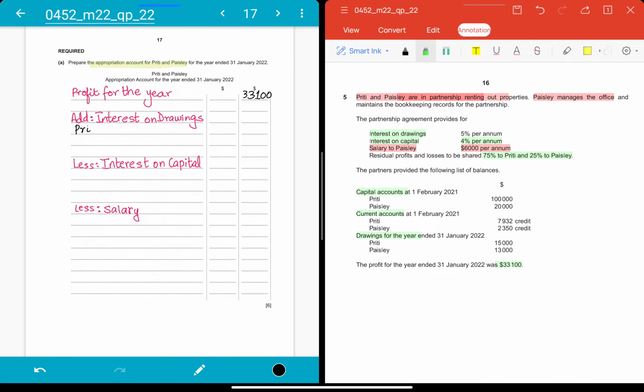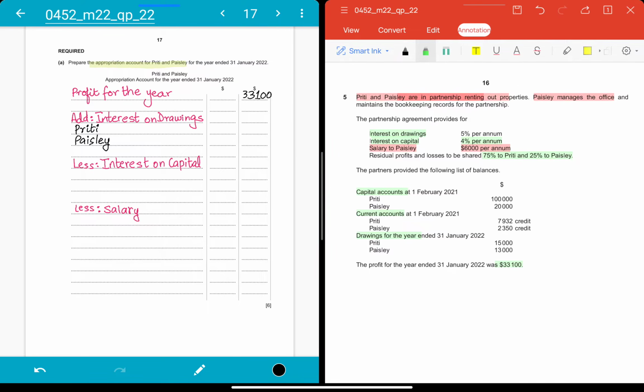So let's try to find out the interest on drawings for Preeti and Pesley. First, let's understand why we charge interest on drawings and why we add it. The partnership basically charges interest on the drawings from the partners, in order to discourage them. Partners will take drawings during the financial year, money withdrawn for their personal use, so it is important to discourage them so that the minimum money or funds are drawn back. That is why we will charge interest on them. Interest will basically be on the drawings.